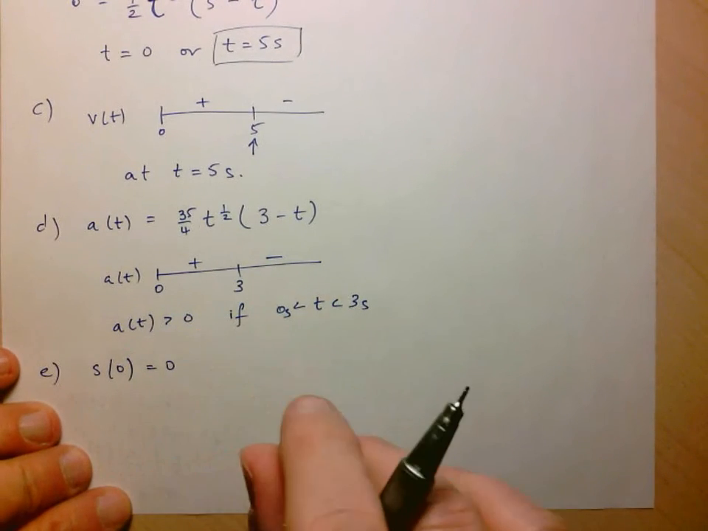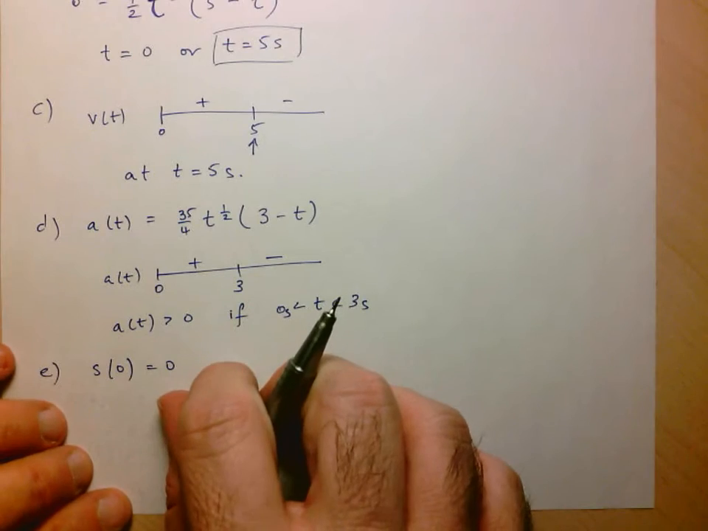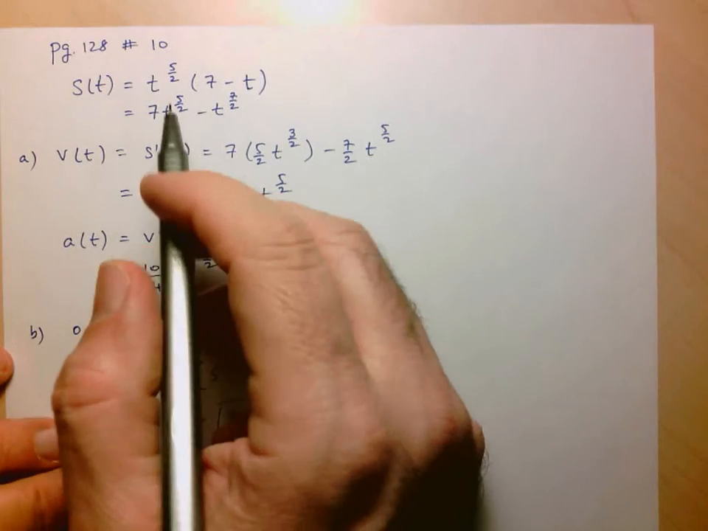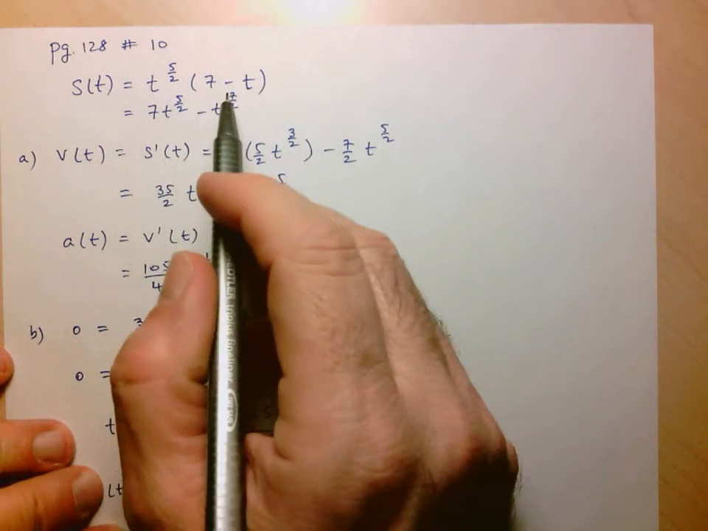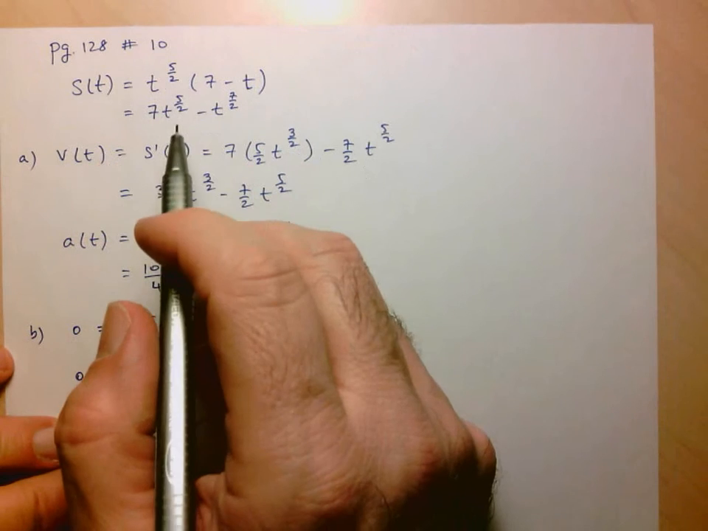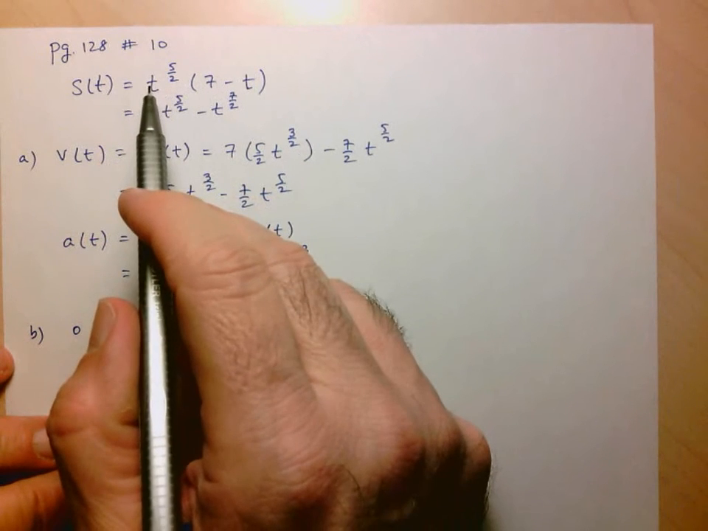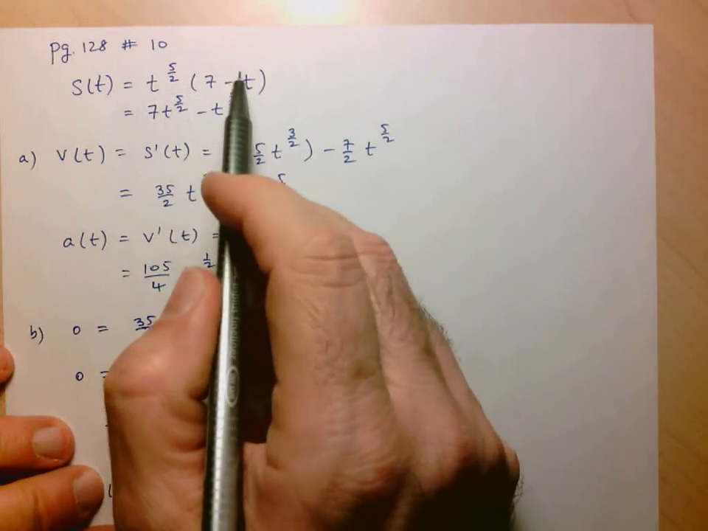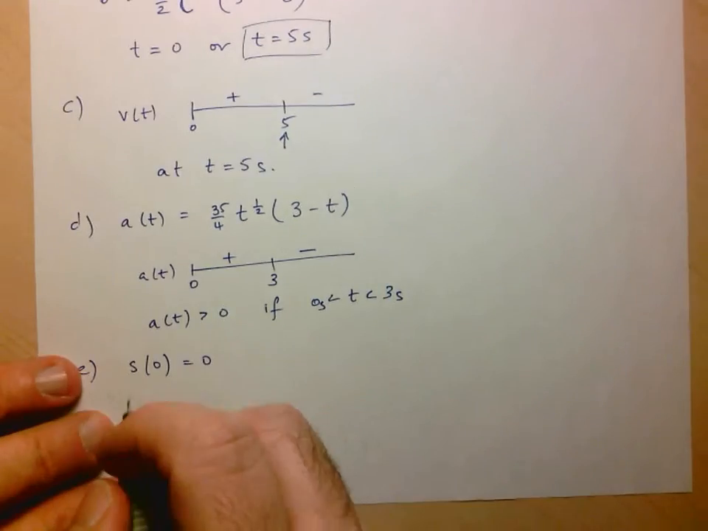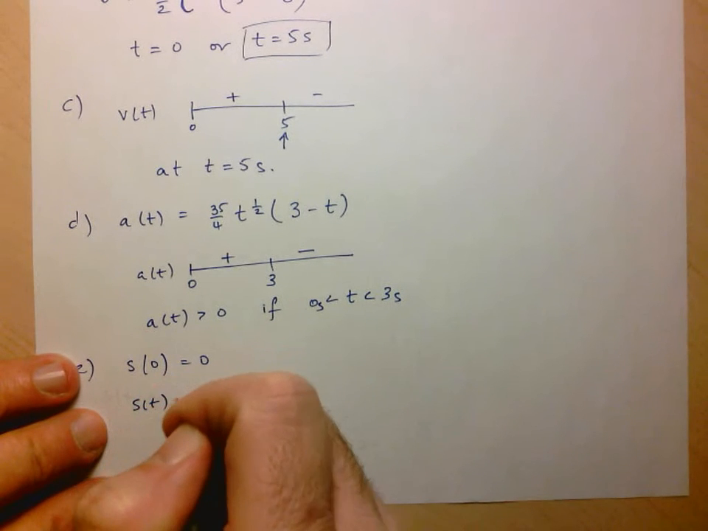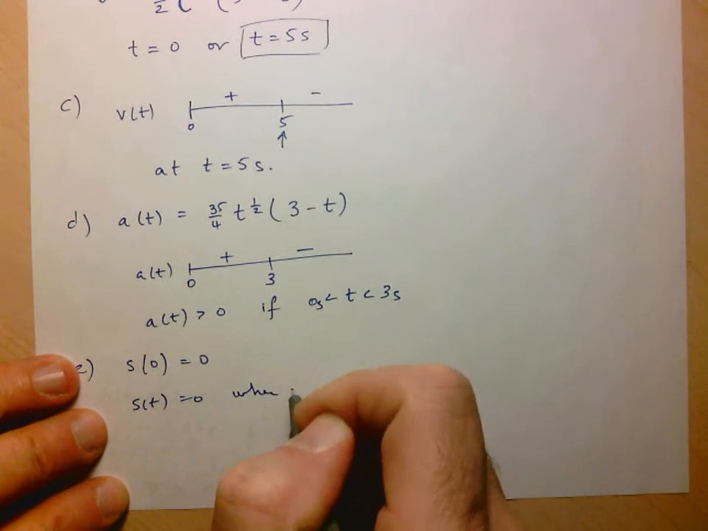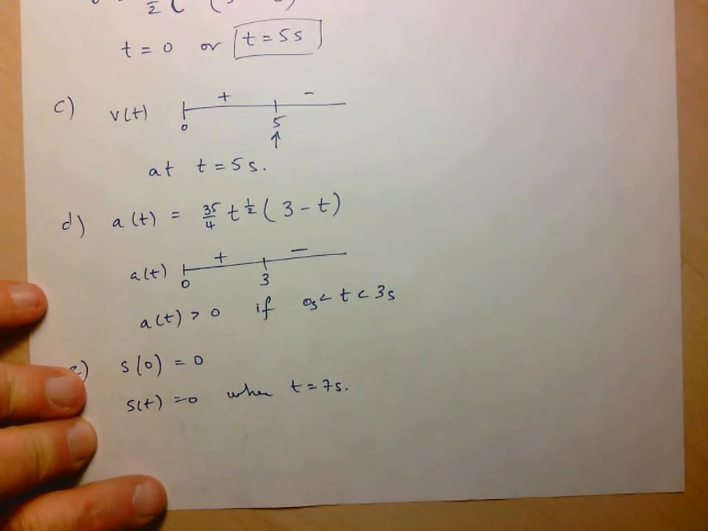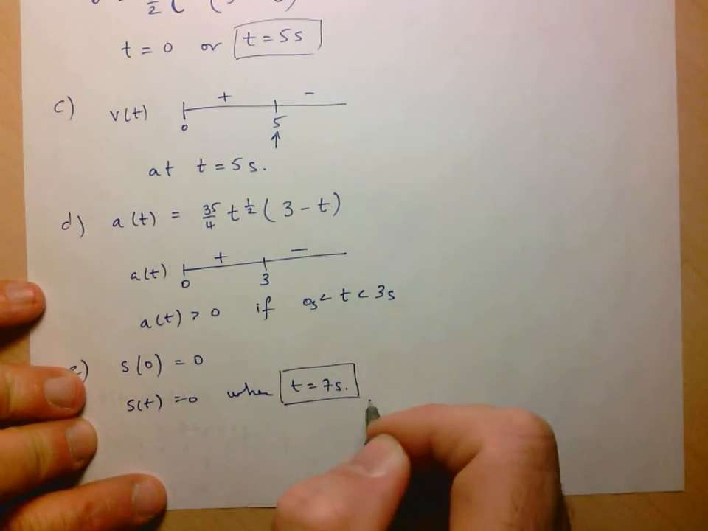So what we have to do is figure out when it is going to go back to 0. But this is pretty easy to do, because if I set this original function to 0, I don't even think I need to write it out. I can see that it's equal to 0 at 0, which was its starting position, but it's also equal to 0 at 7. So s at t is also equal to 0 when t is equal to 7 seconds. That means it's returned to its original position at 7 seconds.